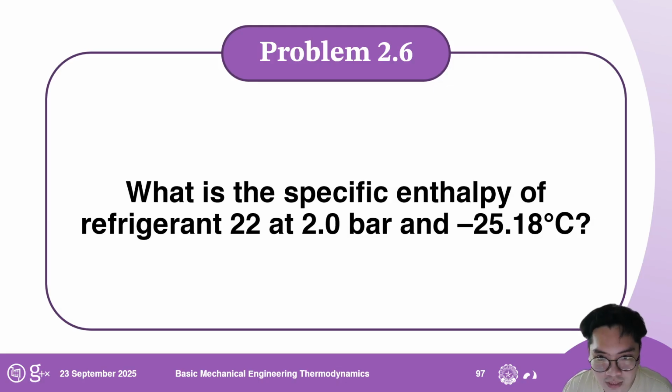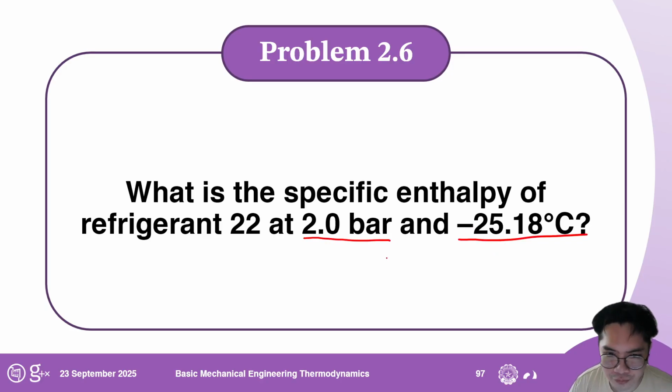2.6. What is the specific enthalpy H of refrigerant 22 at 2 bar and negative 25.18 degrees Celsius? So you might be wondering, from the get-go, it seems that one of these quantities is very exact. Why are there so many decimal places? This one is very round, very table friendly. Meanwhile, this thing is not. So we have no other choice but to just go with the pressure table and see what happens with 2 bar.